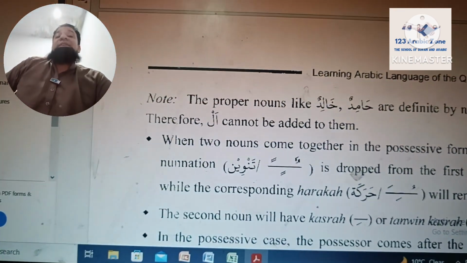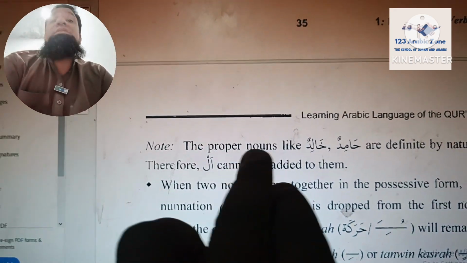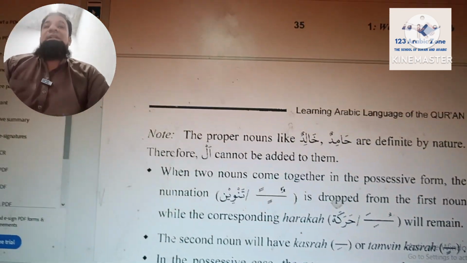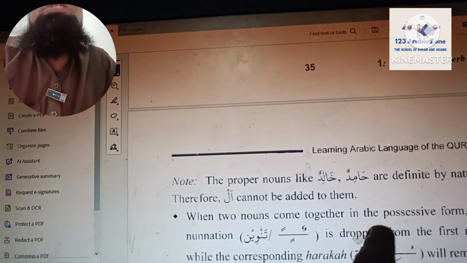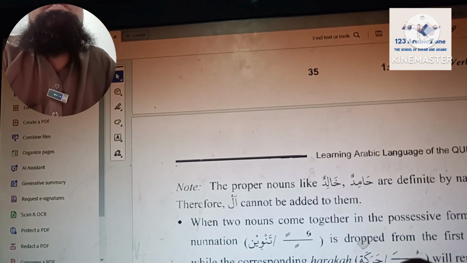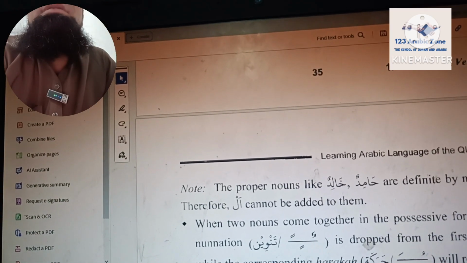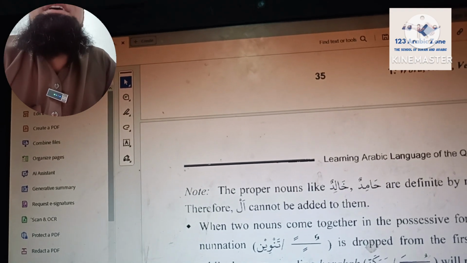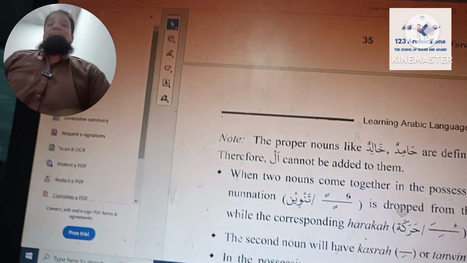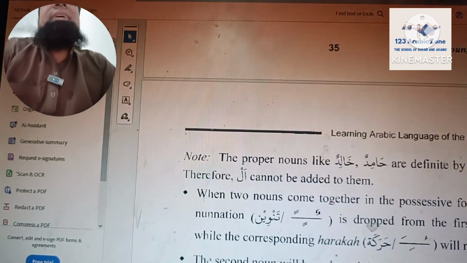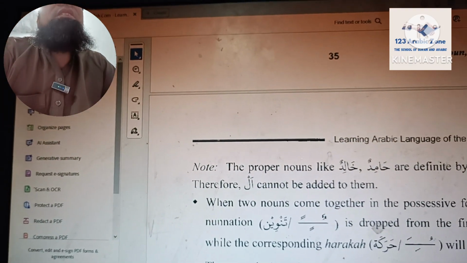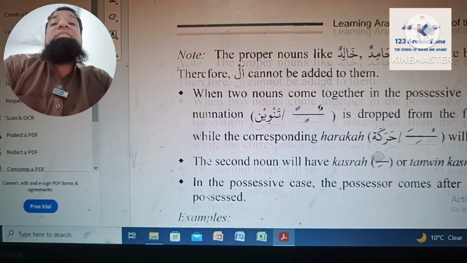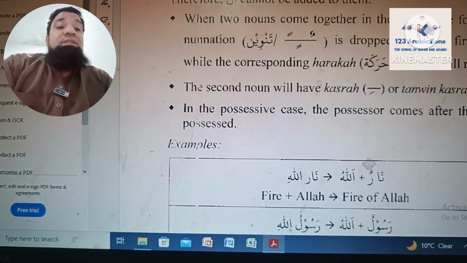The next point is when two nouns come together in the possessive form. In the possessive form, the nunation is dropped from the first noun, while the corresponding haraka will remain. The second noun will have kasra or tanween kasra. I will show you with an example, then you will inshallah understand.